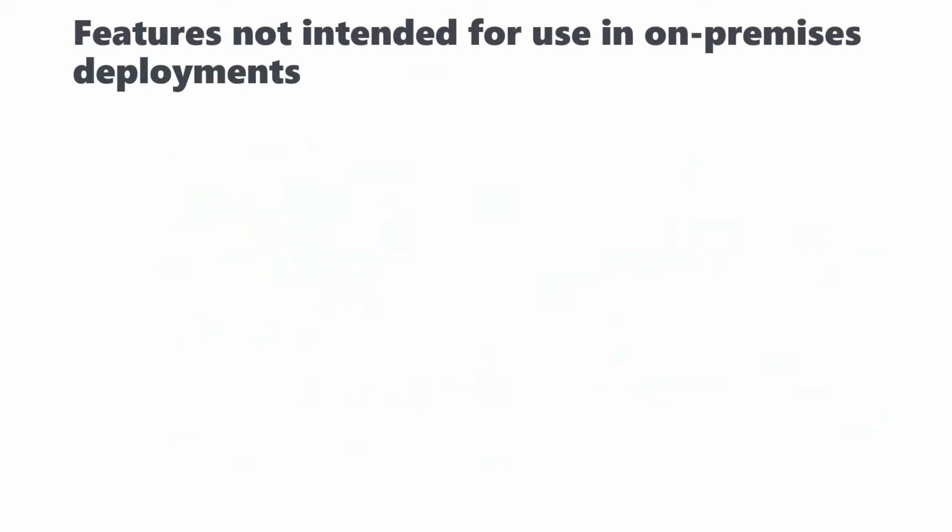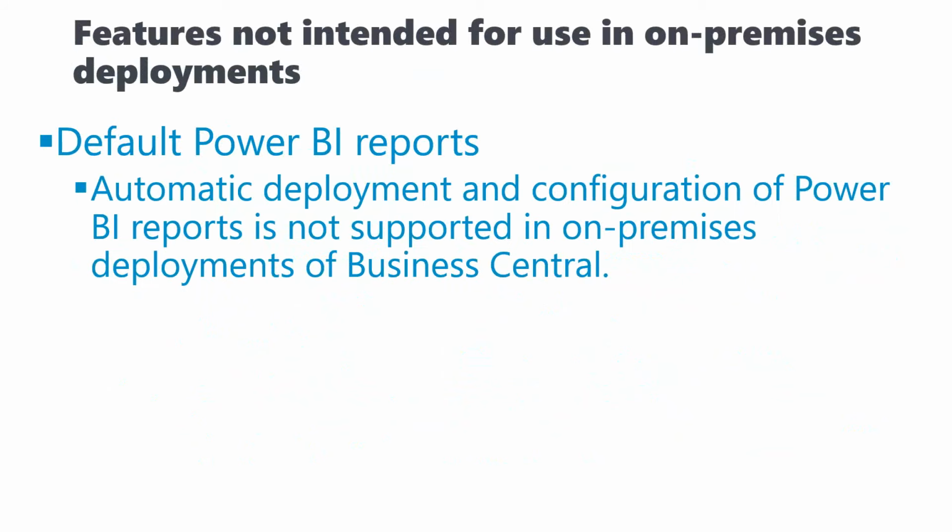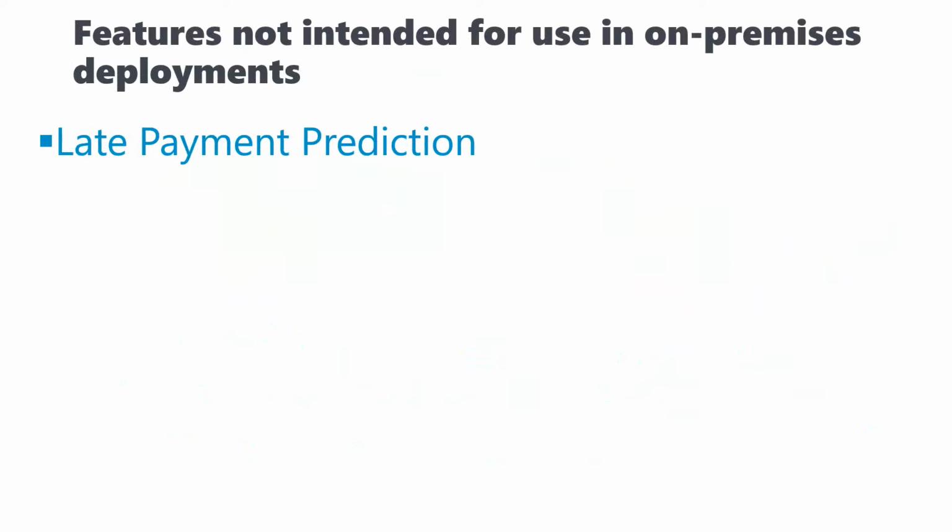Then there are features that are not intended for use with the on-premise deployments. Let's go through those next. Default Power BI reports. So there are several default Power BI reports built for Business Central. Those are designed strictly to be used with the cloud version of Business Central. The automatic deployment and configuration of these is not supported. These can be manually set up and managed, however, that most likely will require assistance from your partner.